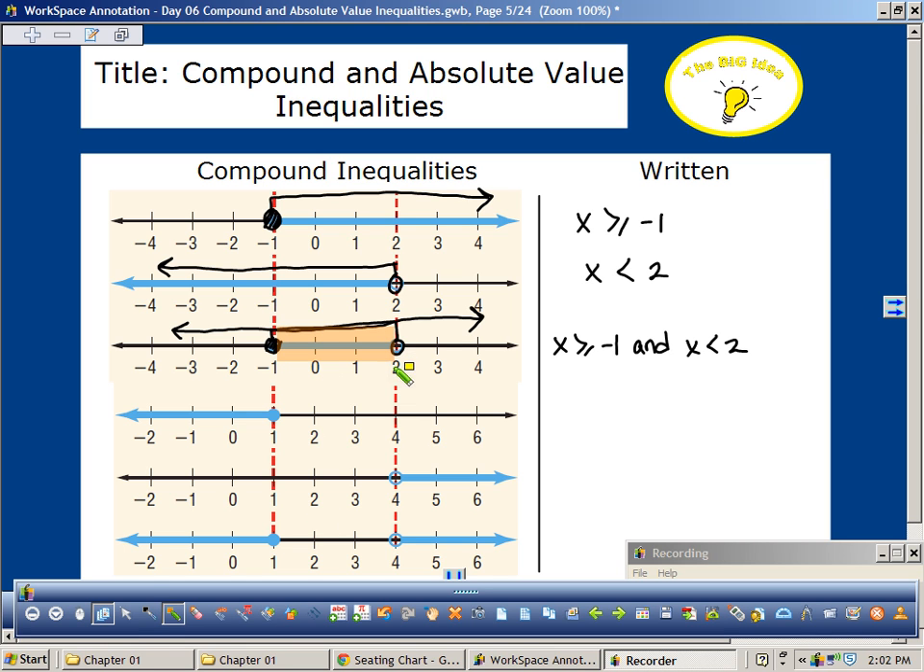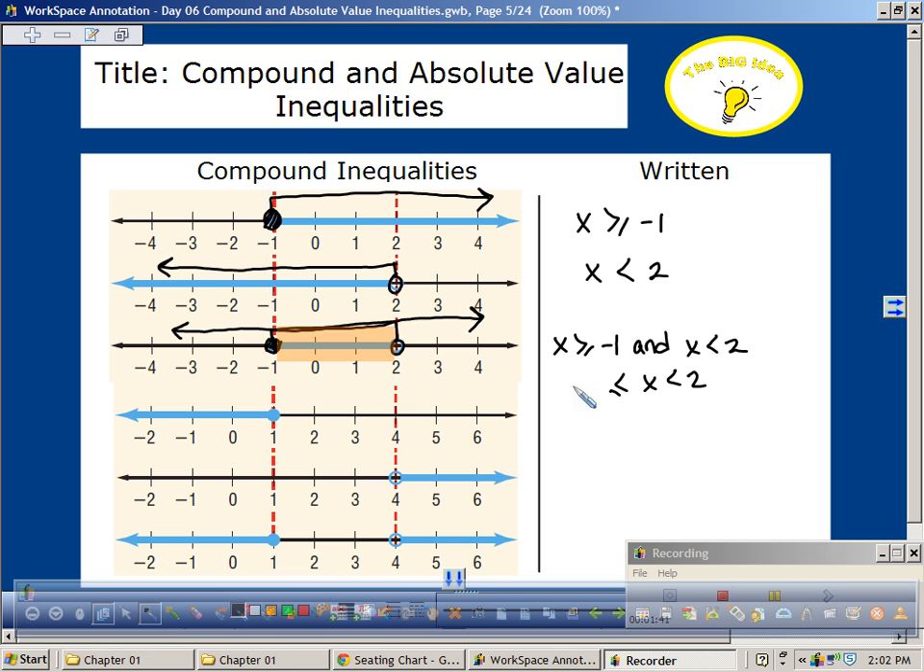So this would be an intersection of the two, which can also be written x is less than 2 and x is greater than or equal to -1. X is in between the two of them, which I think is the way you've seen it before. About this one.